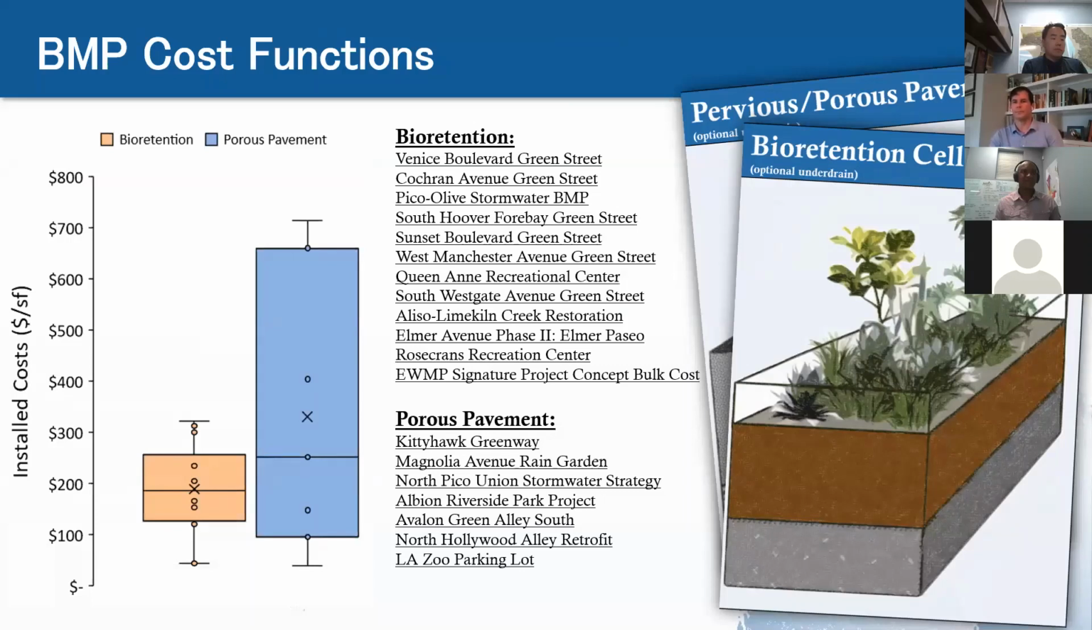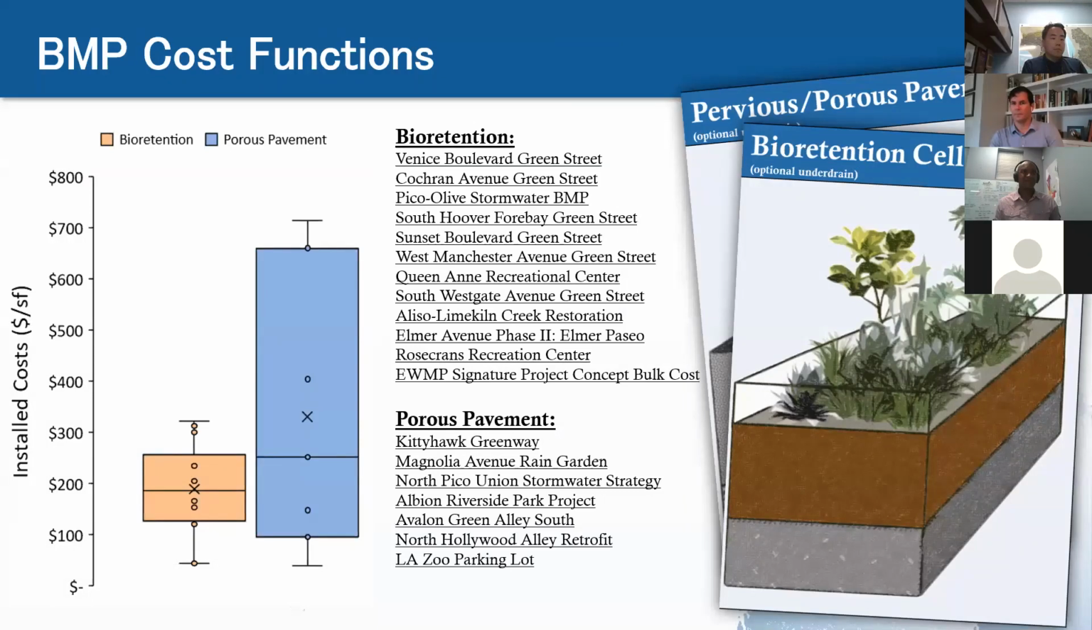Each of these BMPs has an associated cost. Here's an example of bioretention and porous pavement. We have a box and whisker plot on the left-hand side showing the range of costs associated with these. There's quite a range on some of these BMPs. A list of a few of the sources that we actually used to build this range of costs. And then on the right-hand side is a conceptual image of these two BMPs.